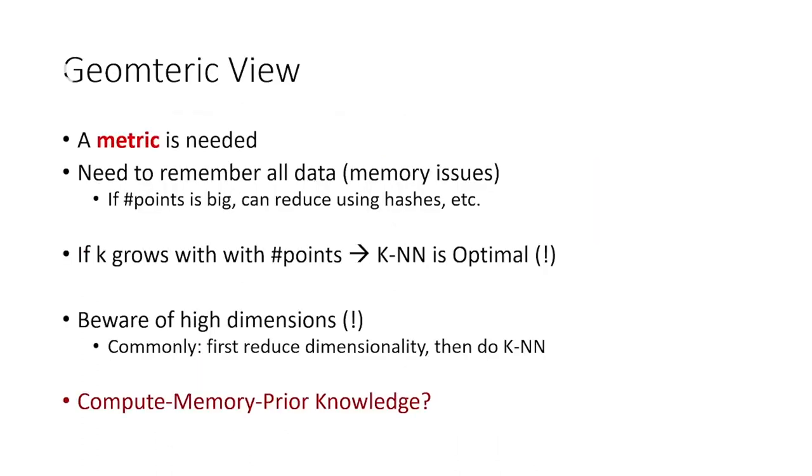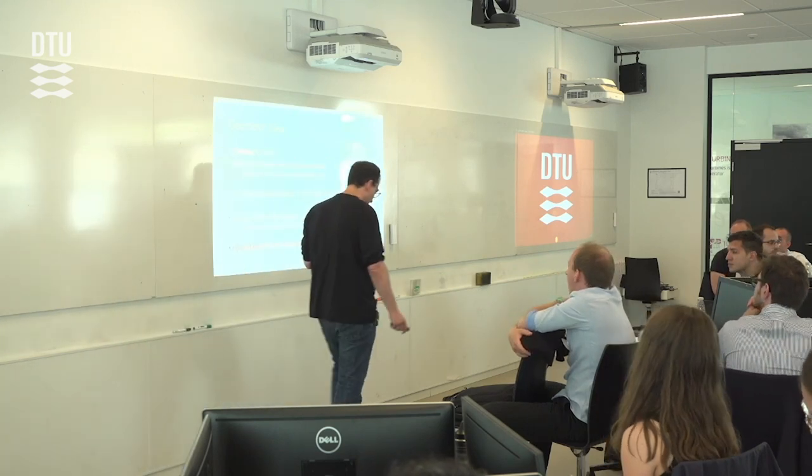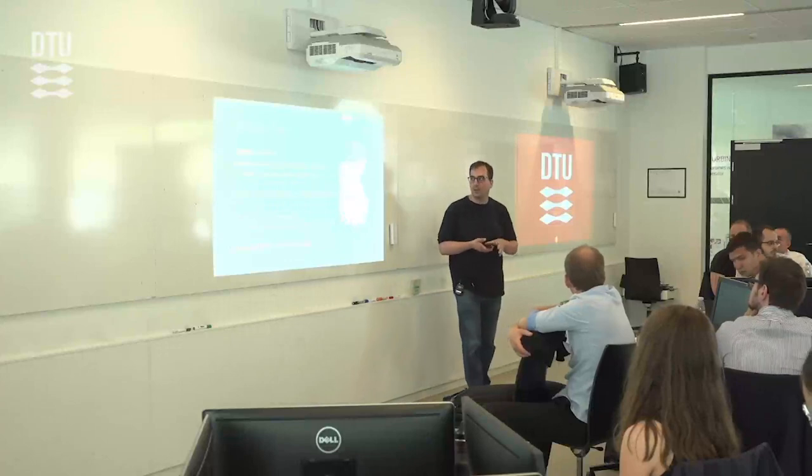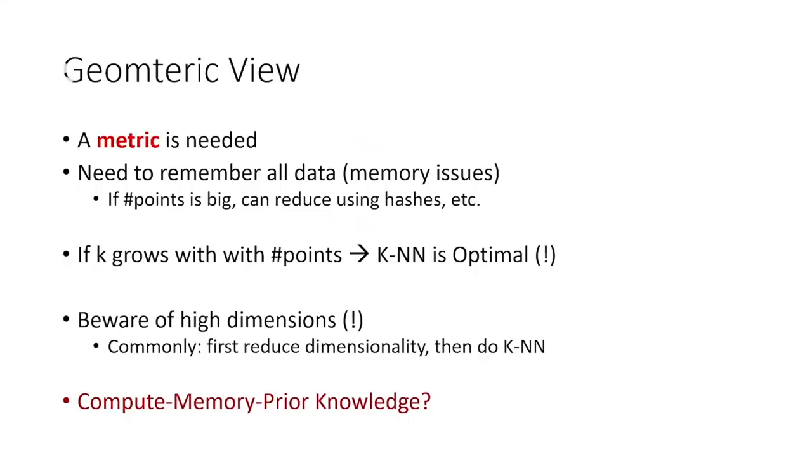Okay, so this is a geometric algorithm, and for this to work well, you need a metric. Now, where do you get a metric? Again, I don't know. This is your problem. For every given instance, you need to find a metric. There is a whole line of work in machine learning called metric learning that deals exactly with this problem, how to define a metric. You need to remember all data. That's a big memory problem. If you have a lot of data in high dimensions, then you need to figure out what to do. I should mention that this is, of course, a simplification. You can reduce the number of points using hashing and so forth.